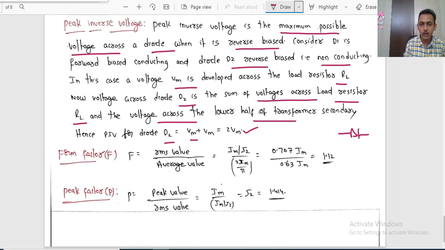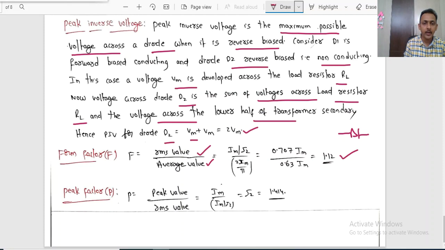Now what about form factor? It is defined as the ratio of RMS value to the average value. RMS value just now we have derived, Im by root 2. Average value is 2 Im by pi. So it is 0.707 Im whole divided by 0.63 times Im. It is around 1.12 for the full wave rectifier with center tapped connection. So the form factor is 1.12.